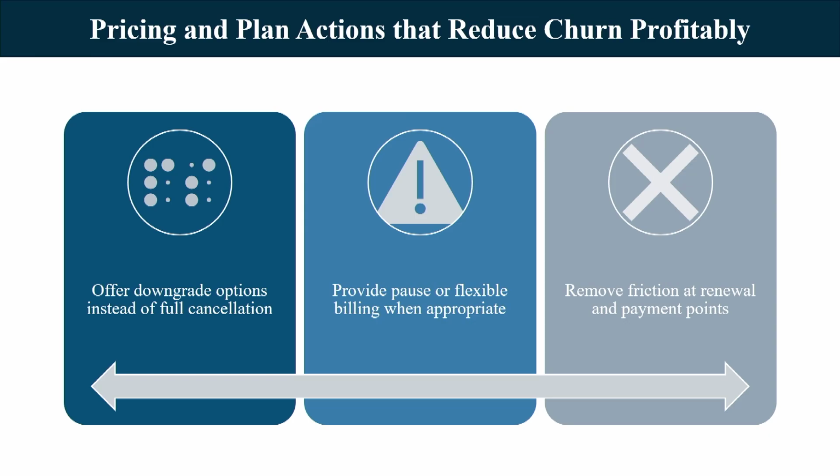Then provide pause or flexible billing when appropriate. Let us say somebody has been your customer for the last 5 years and now the customer is not purchasing, and there can be a financial issue with the customer. Then what you can provide is a pause or flexible billing, so that instead of paying upfront you pay in installments. That can be another option. And the next one is you can remove the friction at renewal and payment points. Any problem that is happening in the renewal or in the payment gateway has to be fixed.